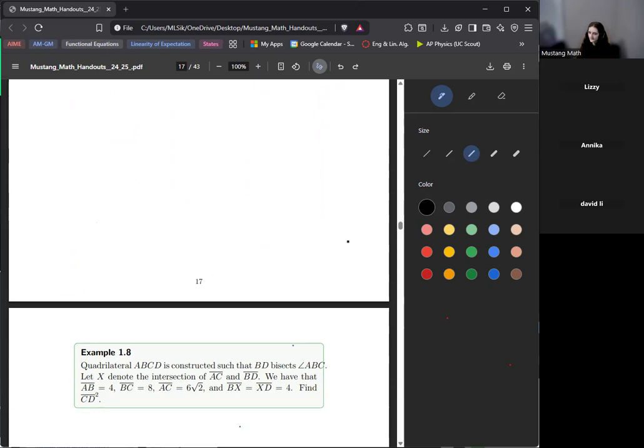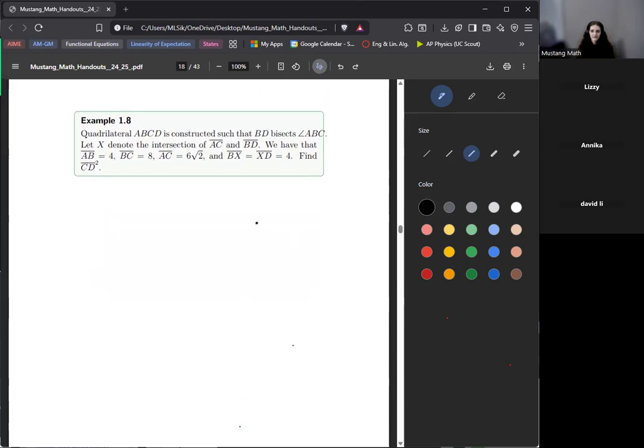now moving on, we have a quadrilateral ABCD constructed such that BD bisects angle ABC. We want X to denote the intersection of AC and BD. We have that AB is equal to 4, BC is equal to 8, AC is equal to 6 square root 2, and we have 2 congruent sides, which is really nice. We want to find CD squared. So let's try to draw a diagram. That's the first thing we want to do.